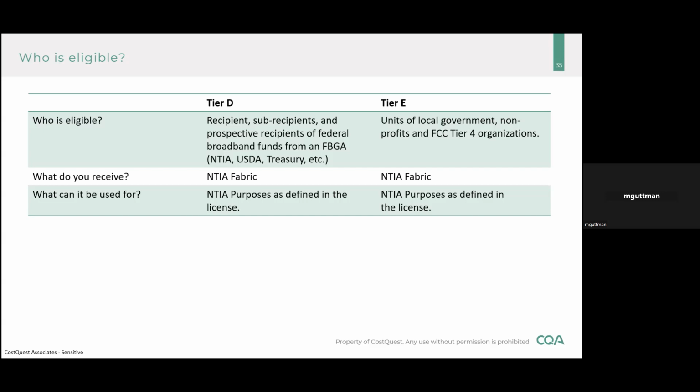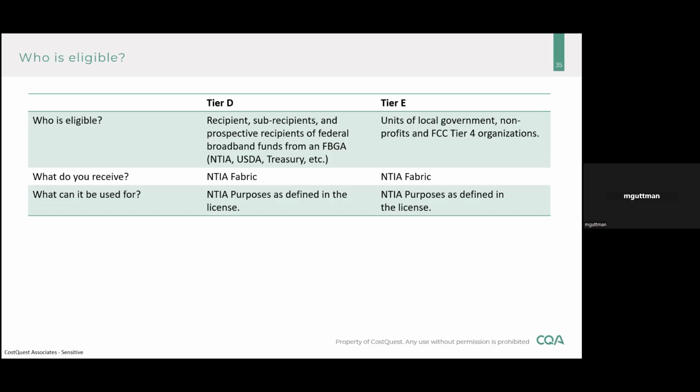On the other hand, if you just want to participate in a challenge only, that would be a Tier E license, E as in Edwards, and that is open to units of local government, nonprofits, and other organizations that have qualified under an FCC Tier 4 license. So people working within the FCC BDC purpose. As I mentioned earlier, this is challenge only, so it's only for challenge activities and not for seeking an award.